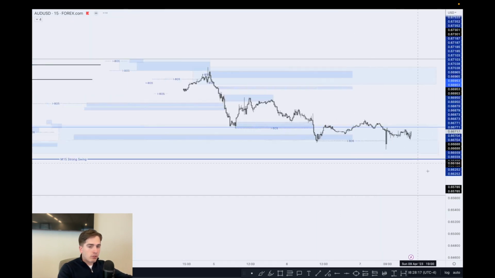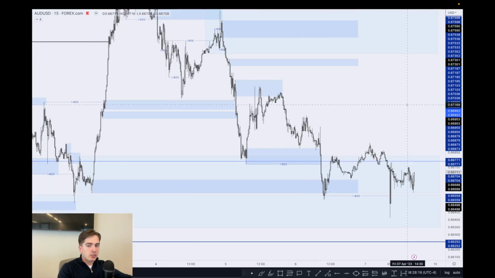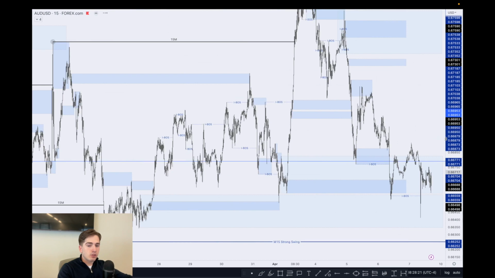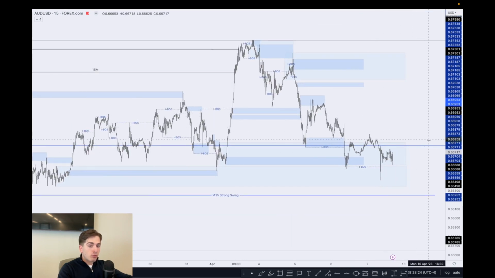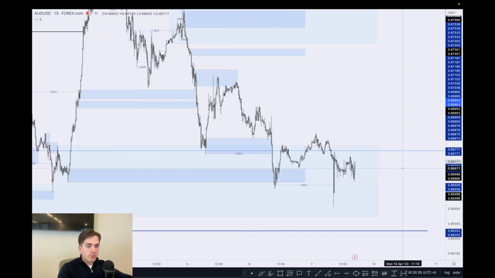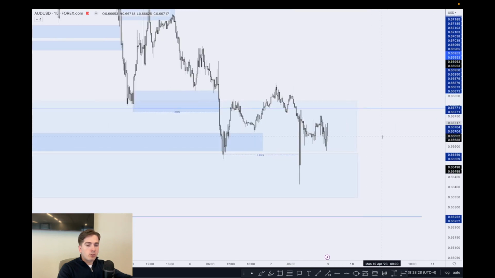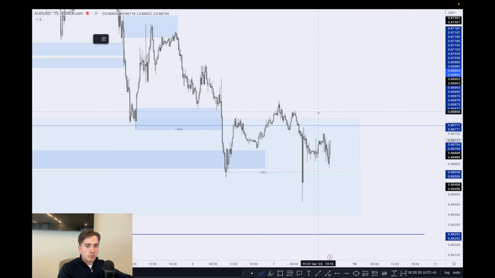But then we'll have to look, okay, what is the 15-minute doing? And is it still interesting from a 15-minute perspective to look for sells? 15-minute, however, overall is still bullish. However, we do have bearish order flow. So I will be looking for longs on the Aussie dollar back towards the highs.